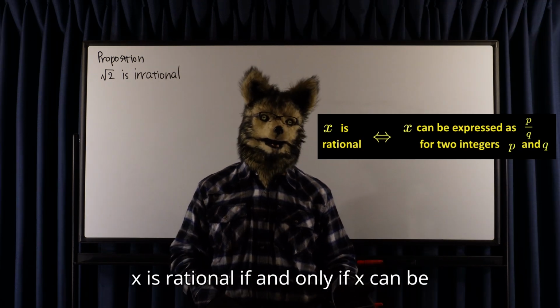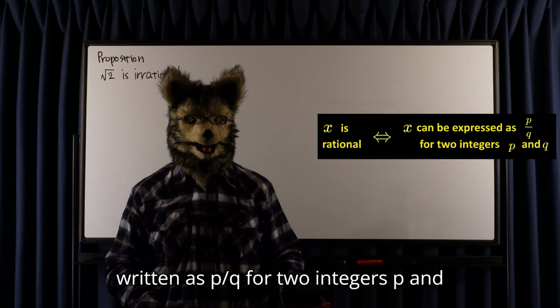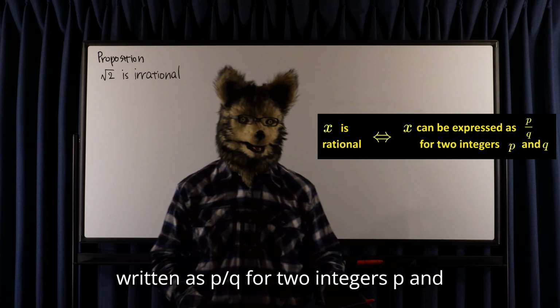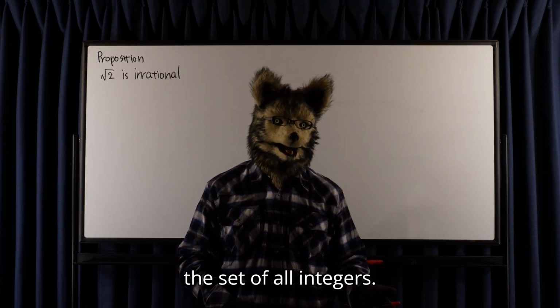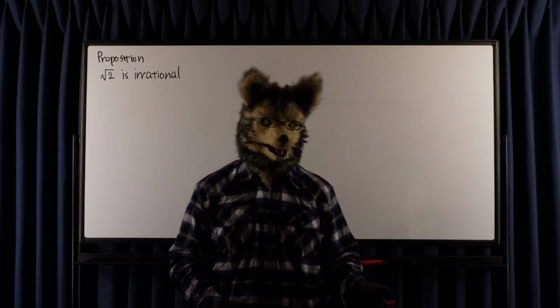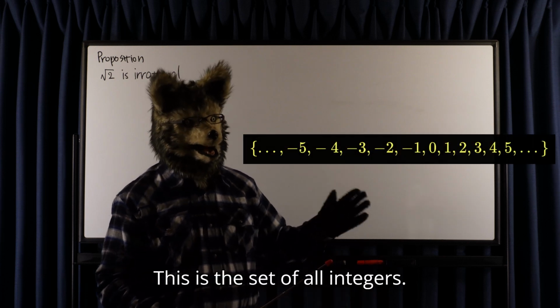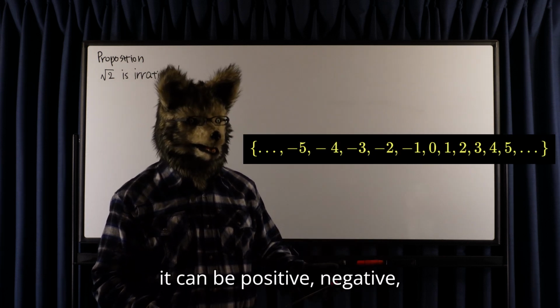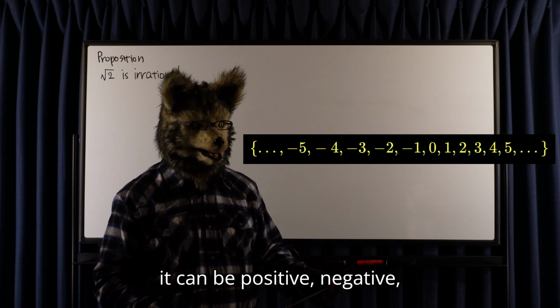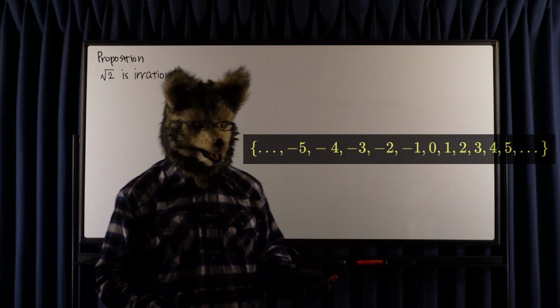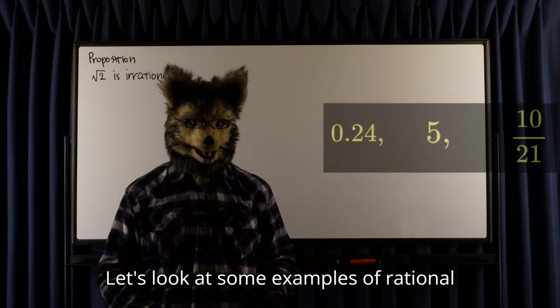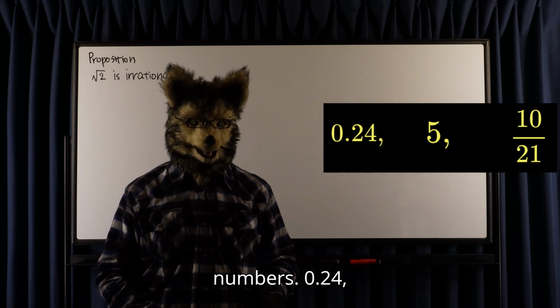x is rational if and only if x can be written as p over q for two integers p and q. Now we need to look at the set of all integers. This is the set of all integers. No decimal point, and it can be positive, negative, or zero. Let's look at some examples of rational numbers.